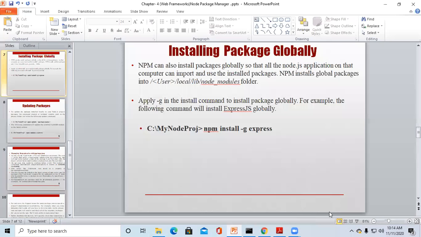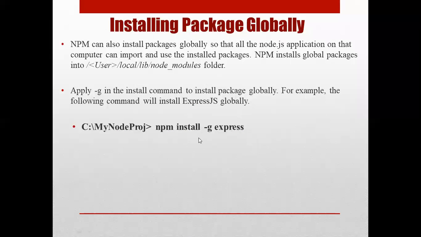Here you can see how to install packages globally. Apply dash g in the install command to install packages globally. Here you can see the example, if you are going to install Express.js globally, how we can install.